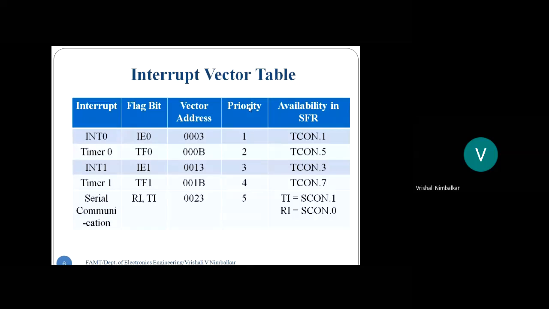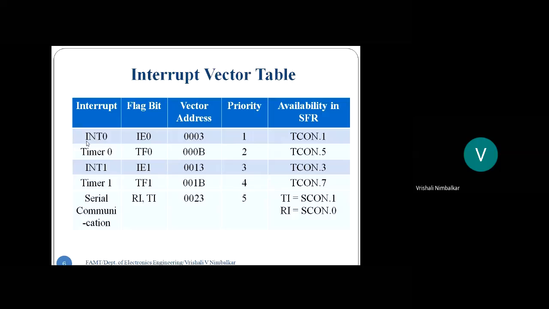I have shown the priority, and whether that interrupt has arrived or not, meaning that particular flag bit is also shown. And in which SFR these flag bits are available is also shown. I'm going to show you the flag bit, the vector address of that particular interrupt, what the priority is, and where these interrupts are available. Of those 5 interrupts, INT0 and INT1 bar are the hardware interrupts. Timer 0, timer 1 and serial communication are the internal hardware interrupts, internally generated hardware interrupts.